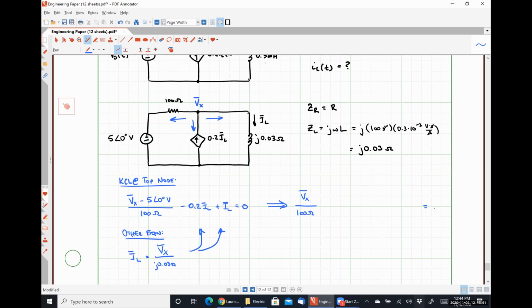When I move that 5, I'm effectively splitting Vx minus 5 angle 0 over 100 into two fractions, both having that common denominator of 100 ohms. And then I'm moving that constant value term to the right-hand side of the equal sign. So that's going to give me positive 5 angle 0 degrees volts divided by 100 ohms over there. So I've taken care of this guy and this guy. Negative 0.2 IL plus IL is just 0.8 IL. Everybody okay with that?